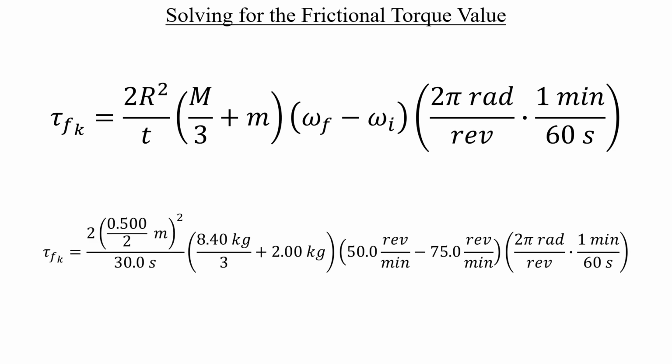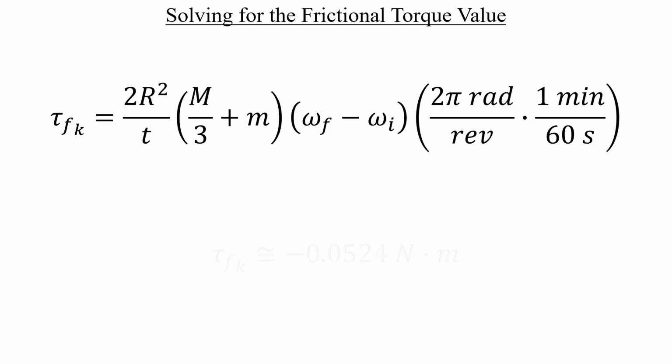Now for the important part, the answer. My calculator says that we get a frictional torque value of approximately negative 0.0524 Newton meters.